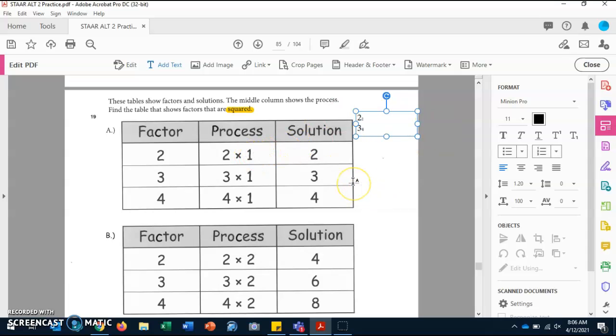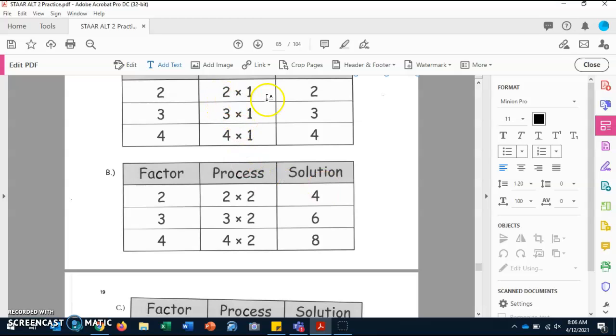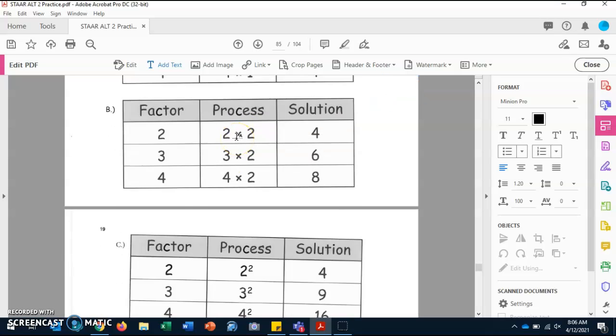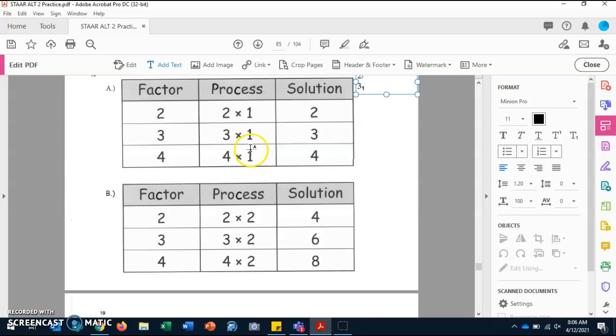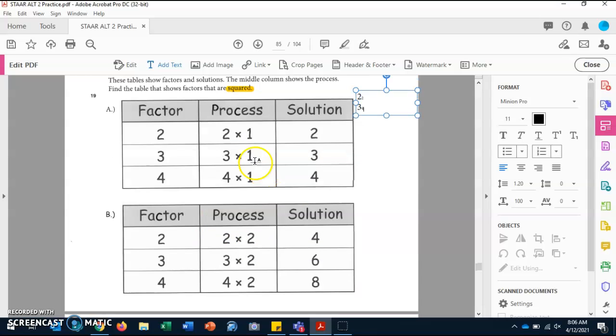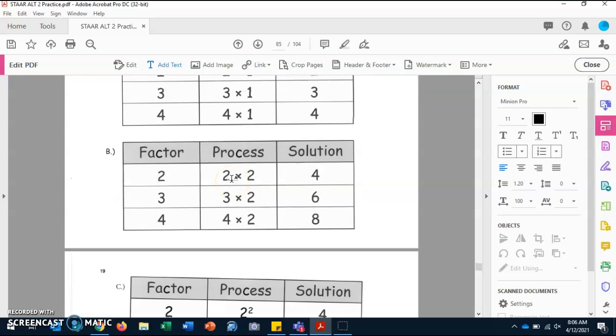So they want you to find the answer that looks like that. So does this look like that? No, right? Here they're just multiplying regularly. They're multiplying 2 times 1. It's like your multiples of 1. The only thing that is changing is a factor. And here they're just going by 1. So no, that cannot be your answer. How about here? Does this look like a squared number? No, right? Good job. Here it's the same thing as up here. They're multiplying by 2's, boys. So there's no squared being used here.